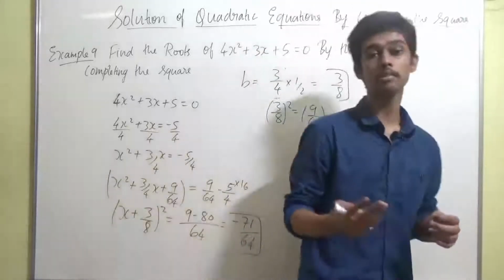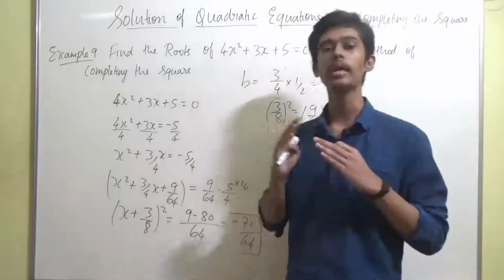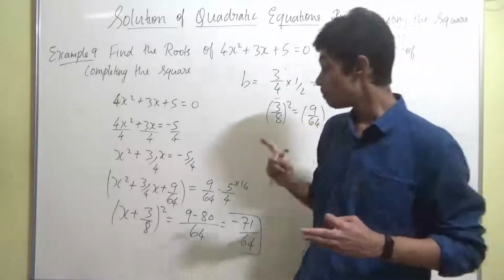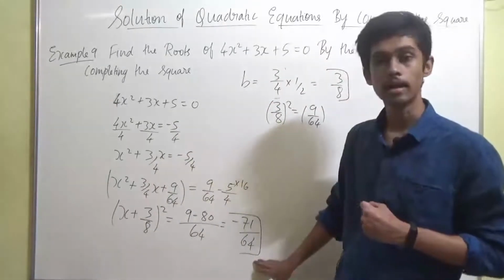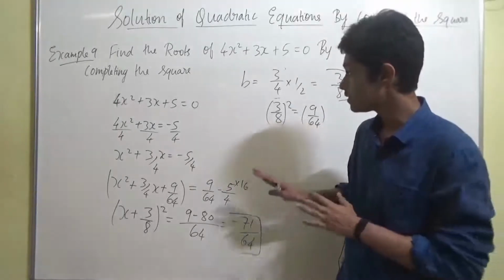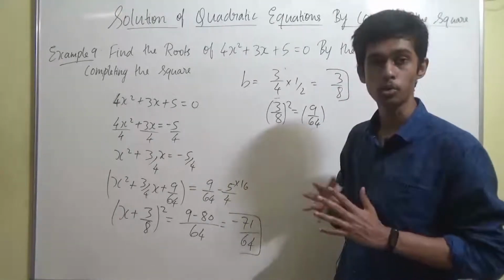Even if you square a positive number, you will not get a negative number. Basically, if you square any number, you are going to get a positive number. But here, this is a square of a number, and you are getting a negative answer, which means this equation doesn't have real roots.